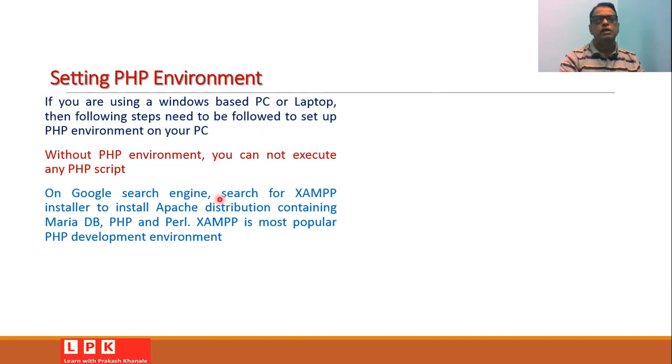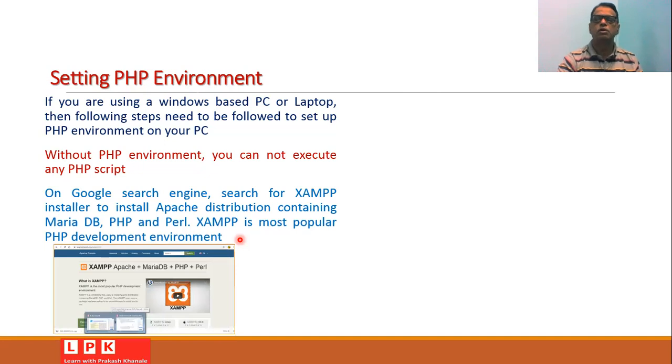So the first step is to go to the Google search engine and search for the XAMPP installer, to install the Apache distribution containing MariaDB, PHP, and Perl. XAMPP is the most popular PHP development environment, so this environment needs to be installed on your computer system.